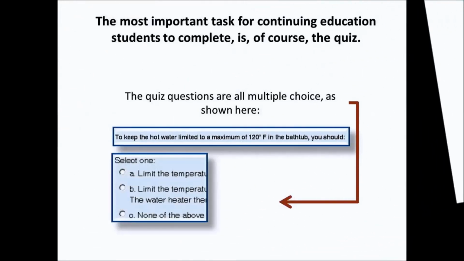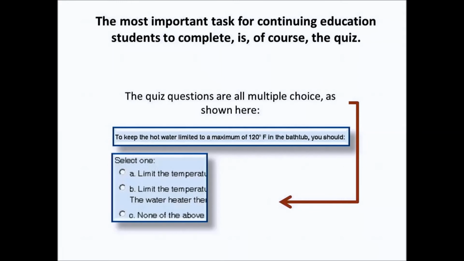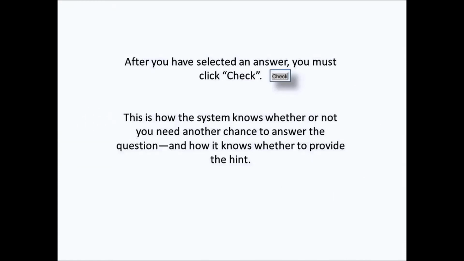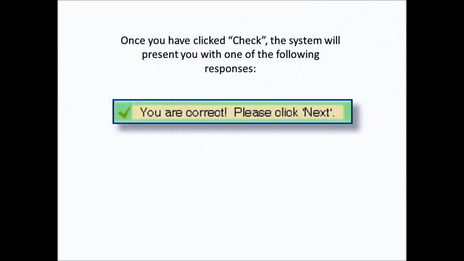The quiz. The most important task for continuing education students to complete is, of course, the quiz. The quiz questions are multiple choice, as shown here. After you have selected an answer, you must click Check. This is how the system knows whether you need another chance to answer the question and how it knows whether to provide the hint. Once you have clicked Check, the system will present you with one of the following responses.